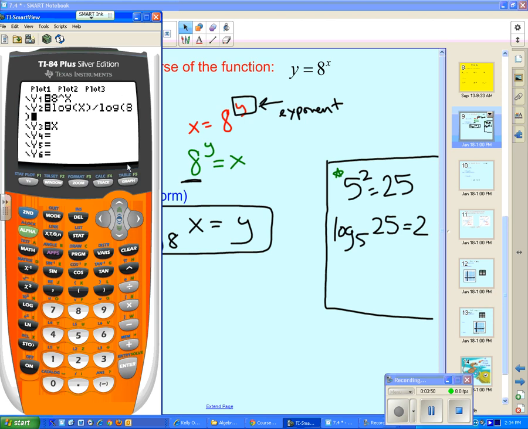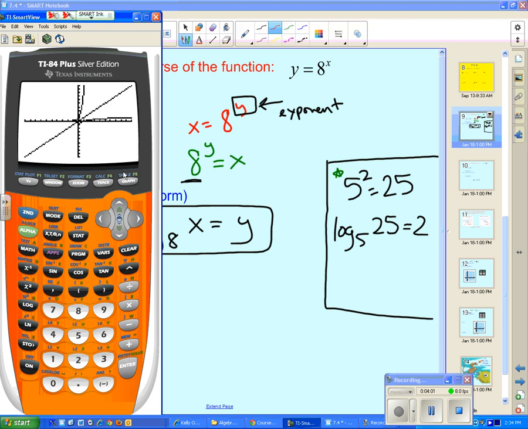Okay, so when we graph this, you should be able to see that we have two different graphs that are reflections of each other over that y equals x line. So here's y equals x. Here was the exponential. And here was the log. Okay? Do they look like the reflection? Yeah.